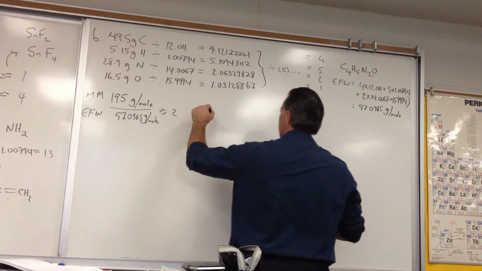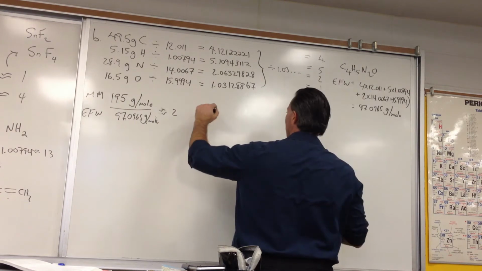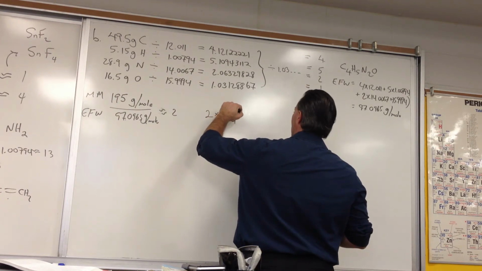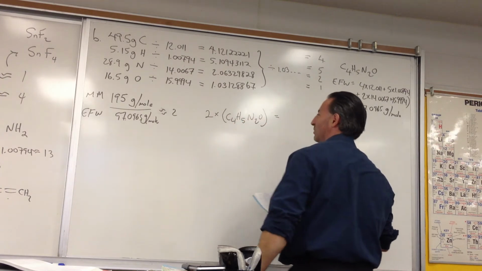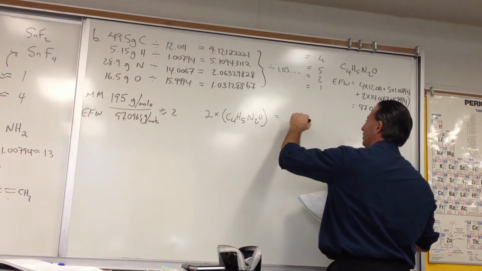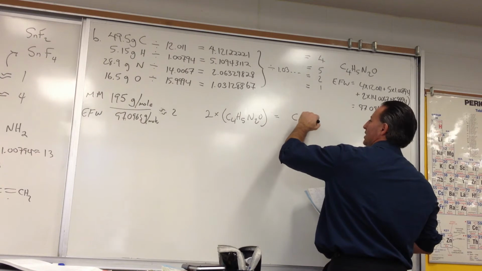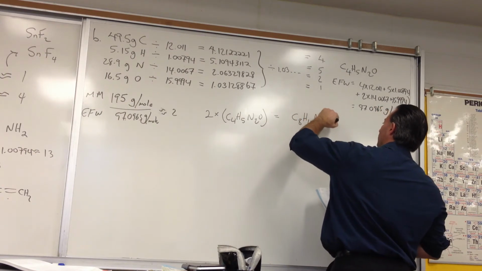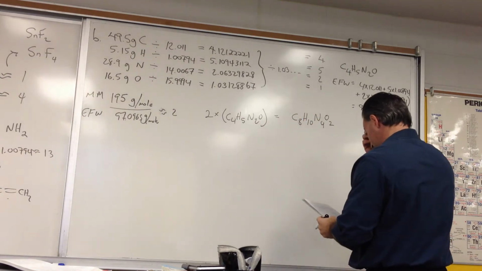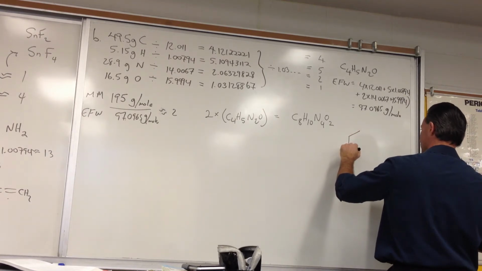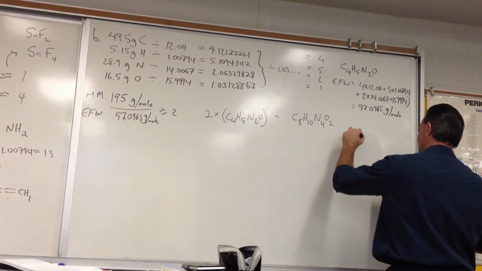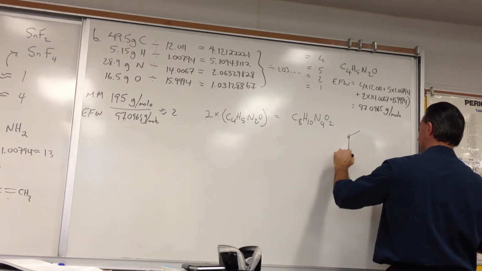So that means you take 2 times that formula, which is C4H5N2O, and you get the actual formula of caffeine, which is C8H10N4O2. And if you look up caffeine, it looks like this, just for the sake of interest. It's a xanthine, trimethylxanthine.